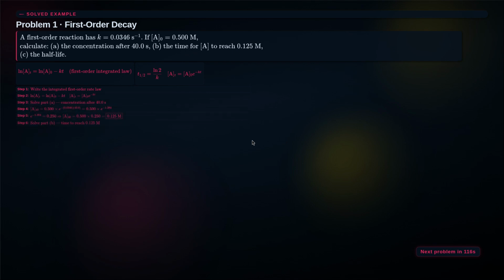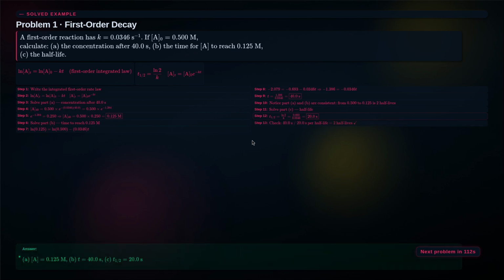Problem 1. First-order decay. A first-order reaction has k equals 0.0346 inverse seconds. If the initial concentration is 0.500 molar, calculate three things. Part A, the concentration after 40 seconds. Part B, the time for concentration to reach 0.125 molar. Part C, the half-life. Let's walk through this step by step.